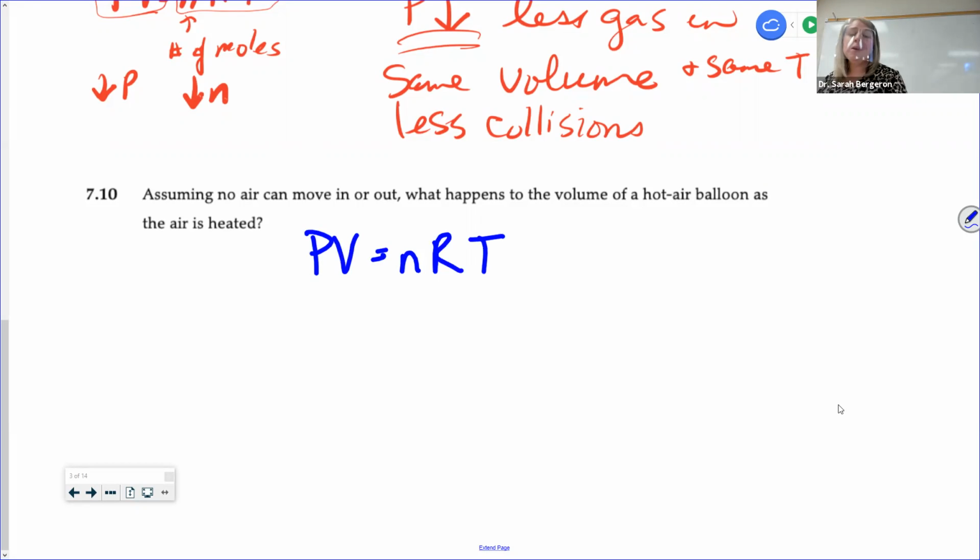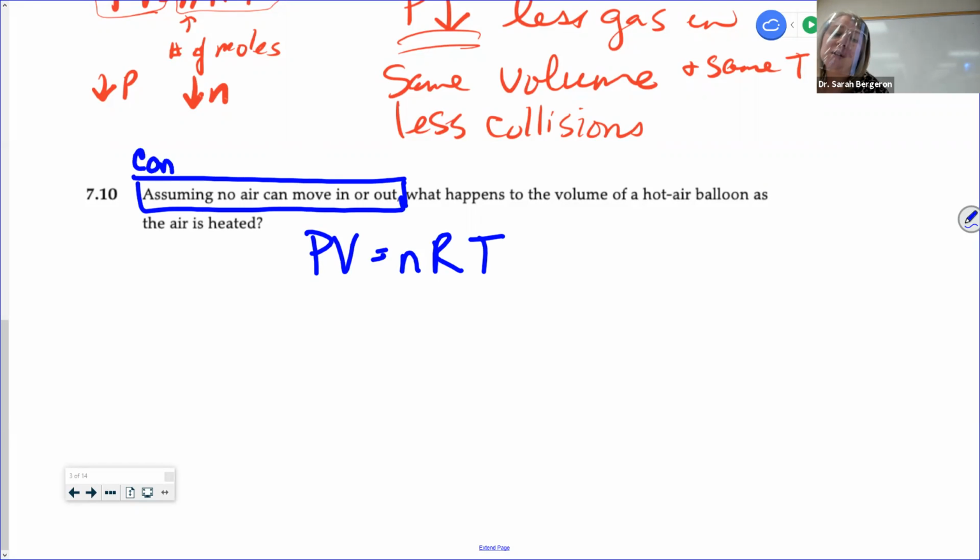Okay, so assuming no air can move in or out, what does that tell me? Something's constant. What's constant? Not volume, because this is asking what happens to the volume. Amount of something is number of moles. So you hold n constant. So constant number of moles.